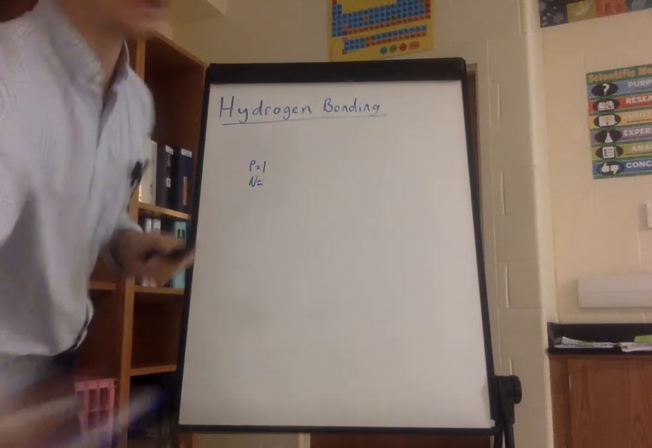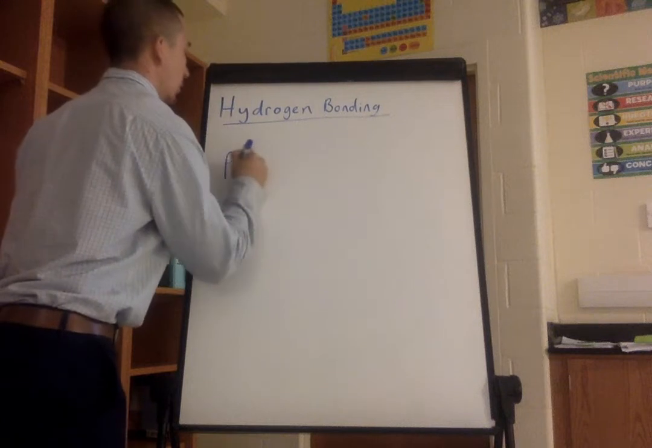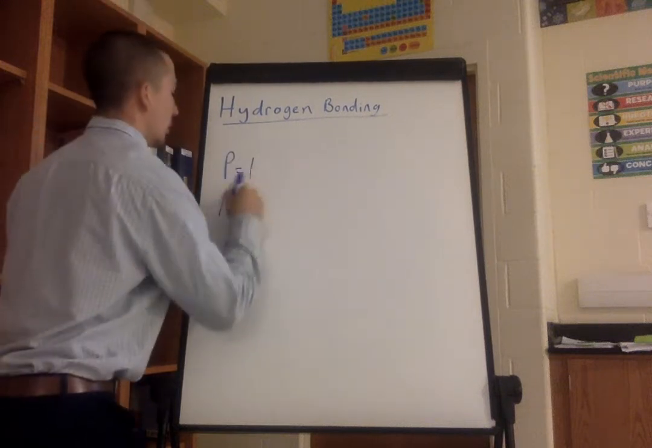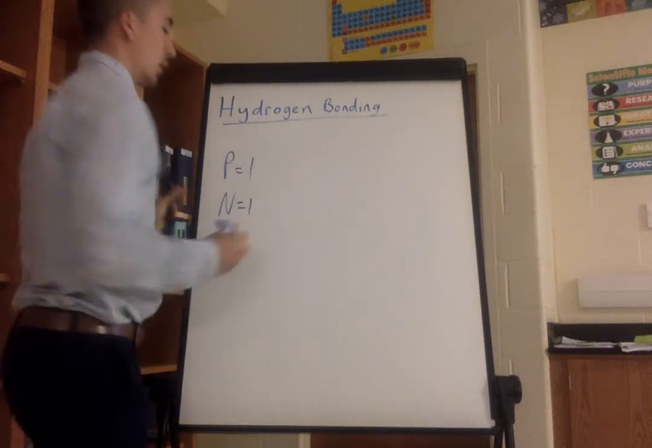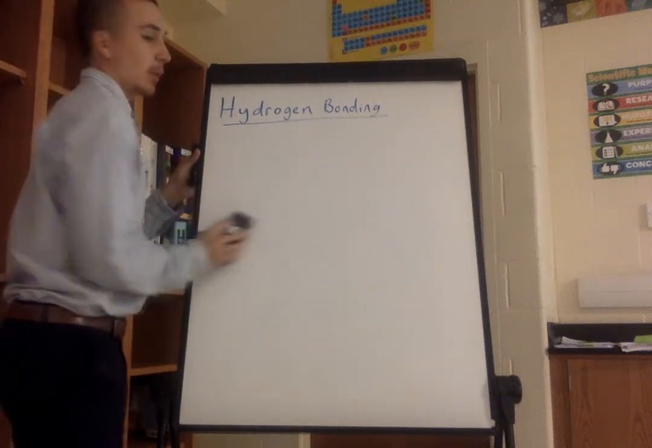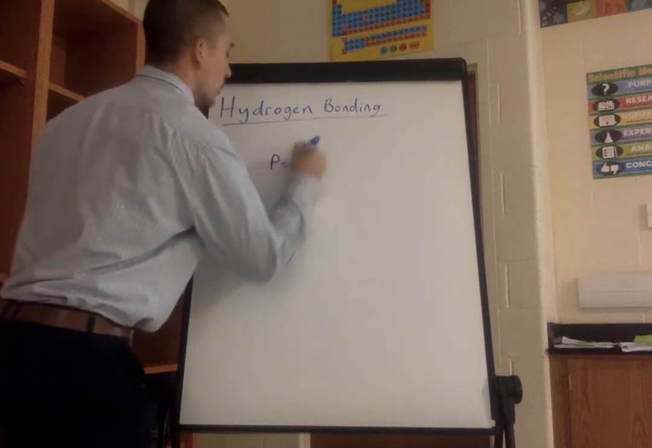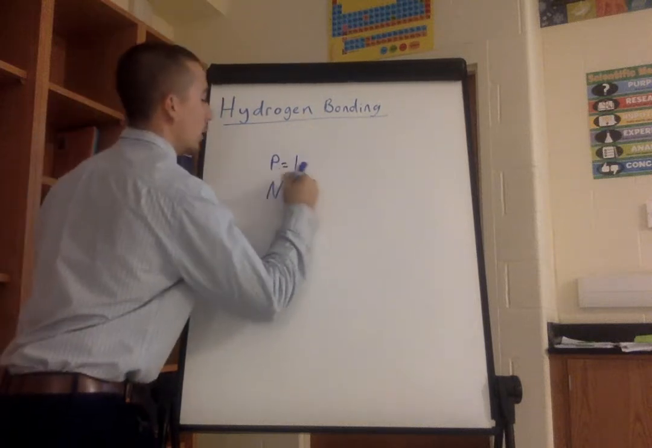Let me make this a little bit bigger for you. Neutrons, P equals 1. Okay, still not good. Hold on, I'm going to make this so you can see. Okay, so P equals 1, N equals 1.